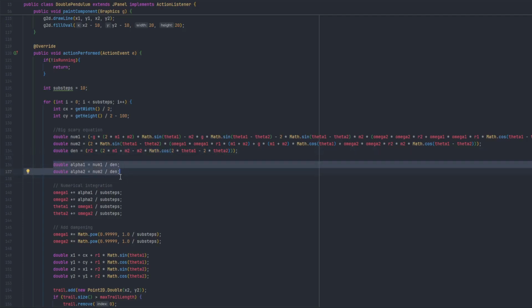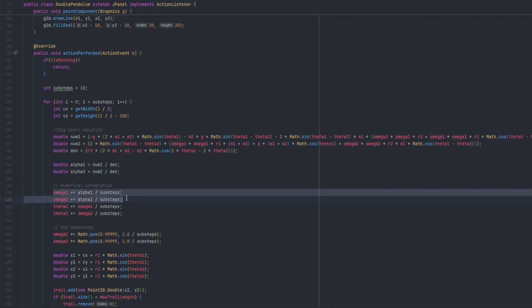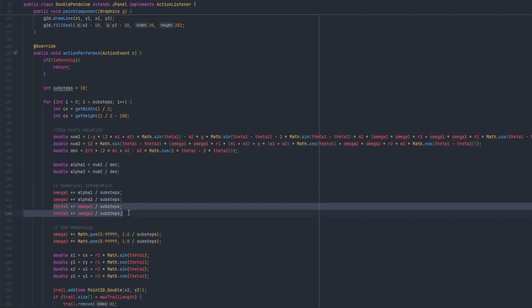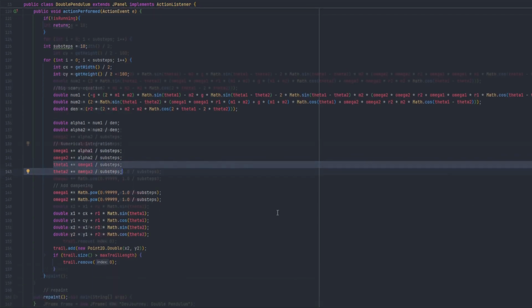Once we have the acceleration, we use a basic concept called numerical integration. We add the acceleration to our velocity, and we add our velocity to our angle. A physics engine is now complete.